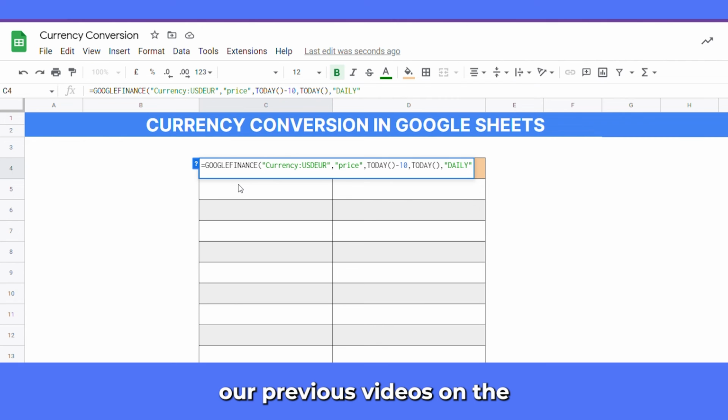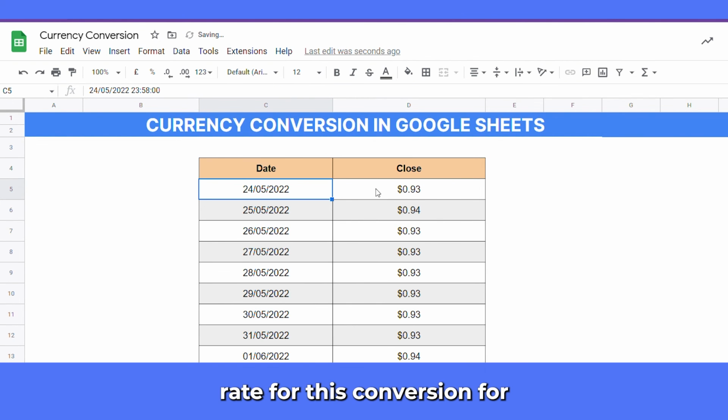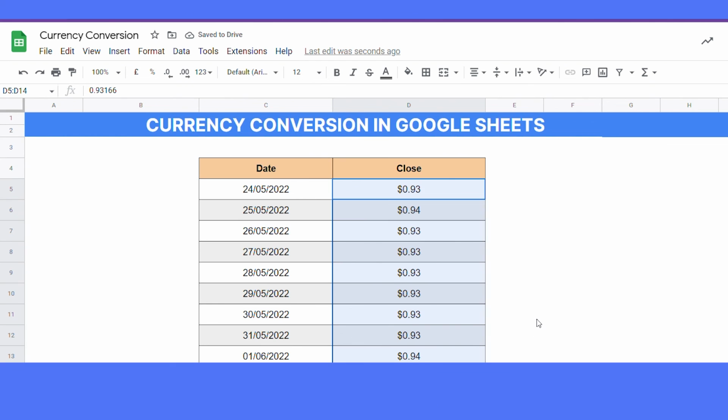So if you have followed our previous videos on the Google Finance function, you would know the last parameter can only have two values. It can be either daily or weekly. Here we are using daily. So this function will return the daily exchange rates for this conversion for the last 10 days.